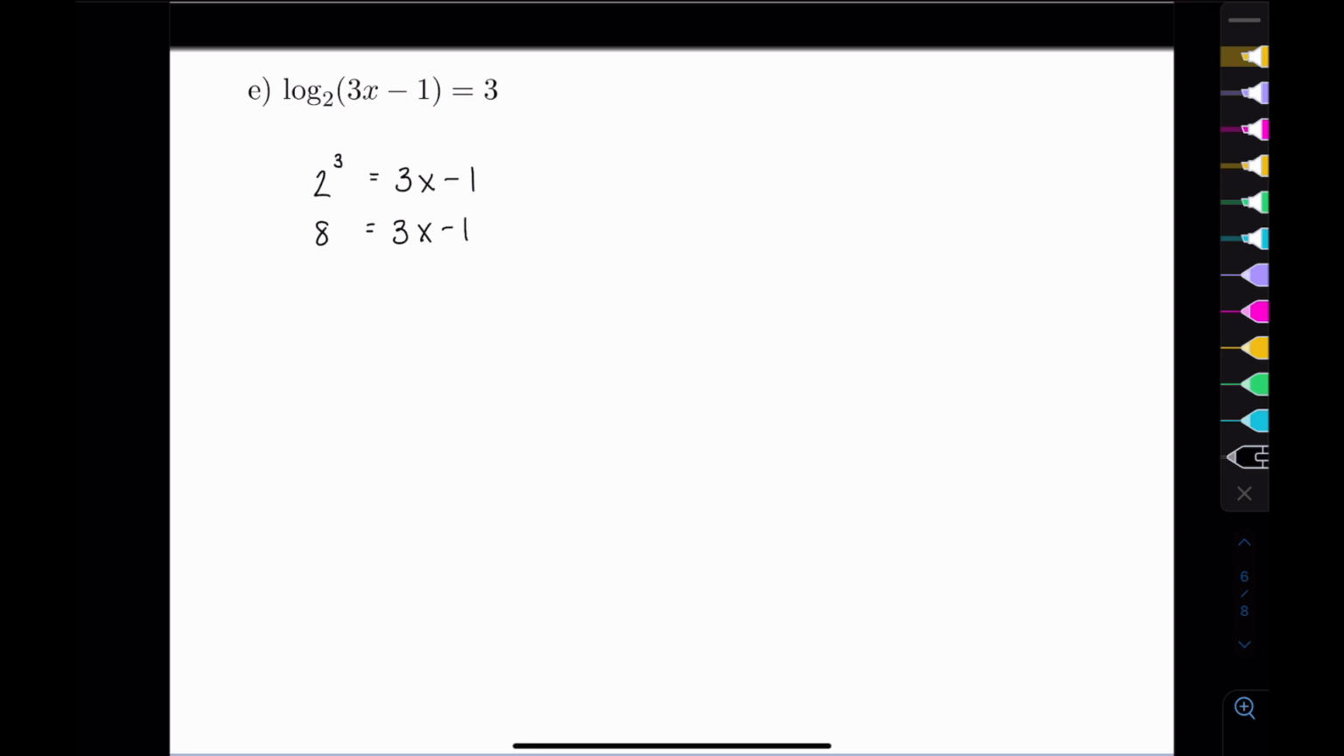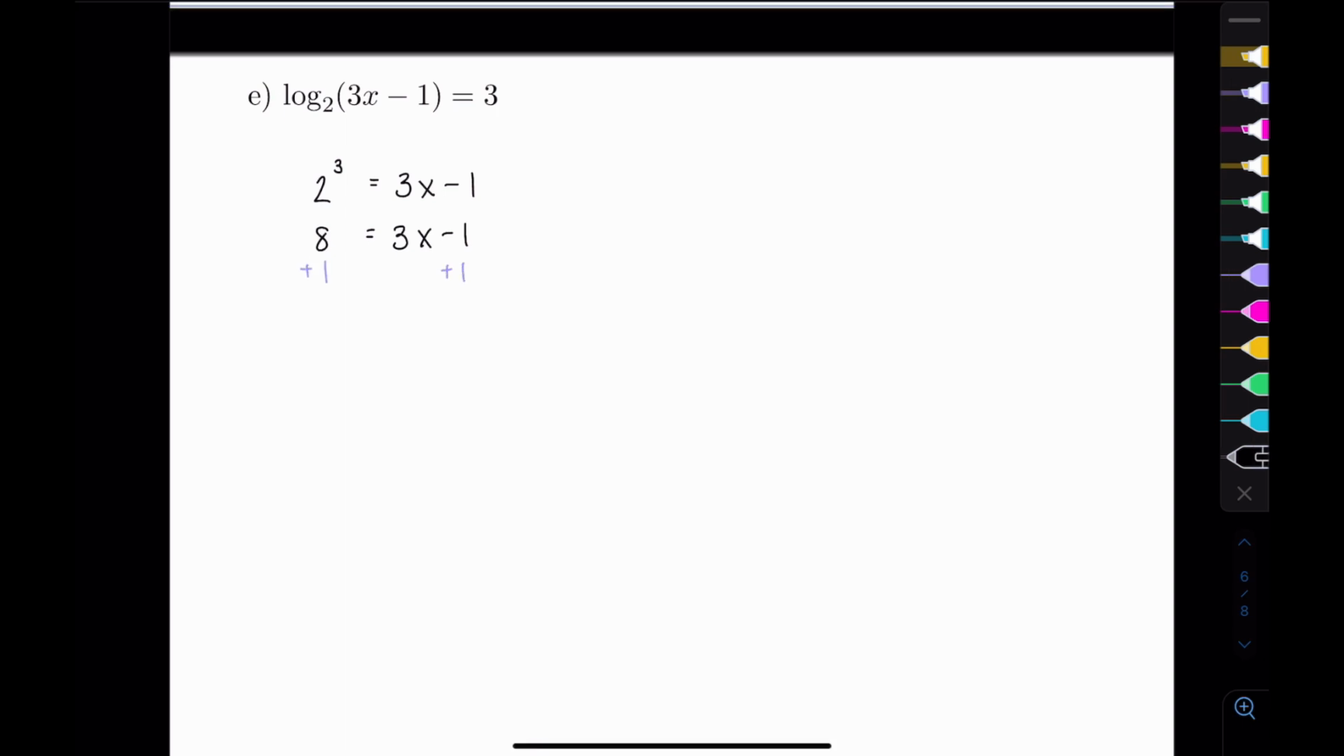From here, we just have a linear equation to solve. We add 1 to both sides, and that gives us 9 is equal to 3x. Then we divide both sides by 3, and that gives us 3 is equal to x. So I get a solution. I hope it works, but I do need to check because it was a log equation that we began with.